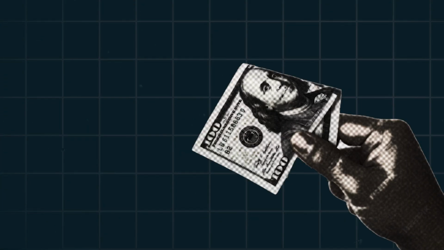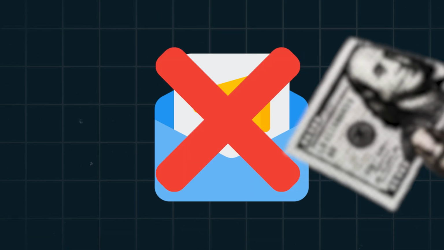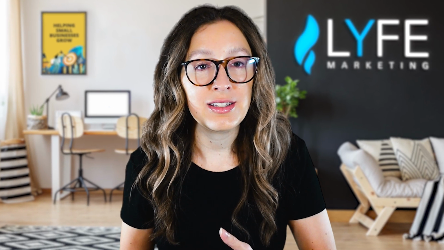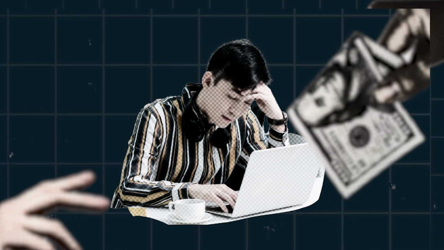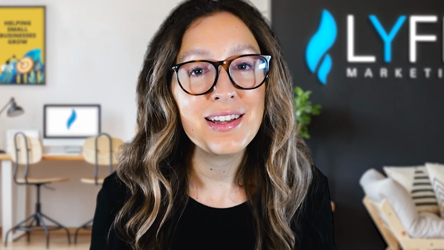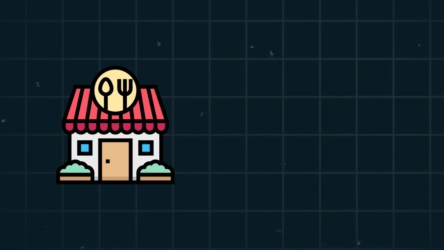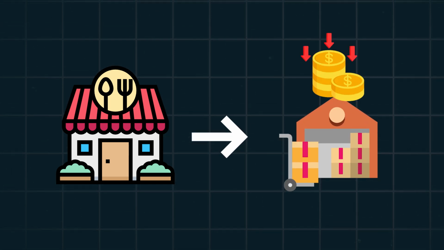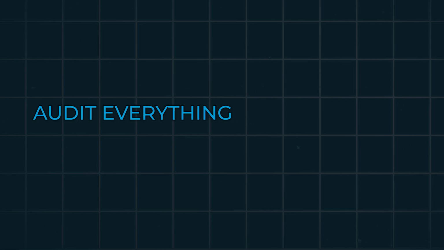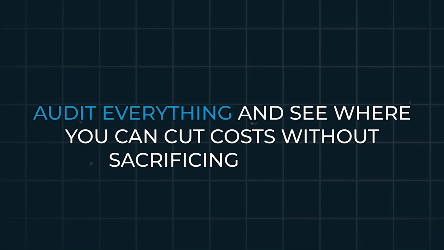Maybe you're paying for an expensive email marketing software, but email is not what really drives the majority of your sales, and you could get what you need done with a less expensive email option. Maybe you're paying salaries for a less experienced in-house marketing team when you could be paying less for a super experienced digital marketing agency like Life Marketing. Maybe you run a restaurant and you found a supplier that provides the same quality of food or cutlery at a cheaper cost. Audit everything and see where you can cut costs without sacrificing quality.